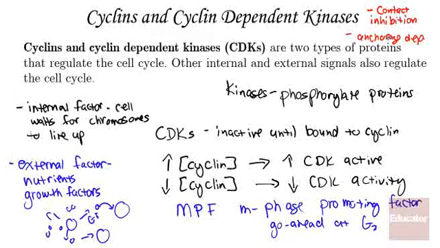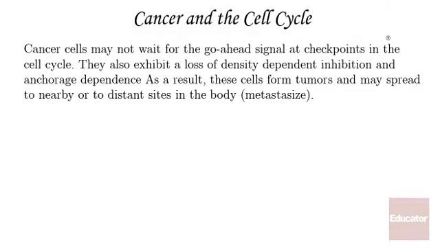So let's talk about cancer cells. First, cancer cells may not necessarily wait for the go-ahead signal at the checkpoints. So I talked about the go-ahead signal. They might just plow through and go through the cell cycle and go through it again and not wait to get the go-ahead. So that's one way in which cancer cells don't adhere to the normal regulation of the cell. As I mentioned, they also exhibit a loss of density-dependent inhibition, or this is the same as contact inhibition. So even though they're in a really crowded condition, they'll just keep growing. They also lose anchorage dependence, meaning that they don't need to be attached. They might grow even though they're not attached to a substrate.